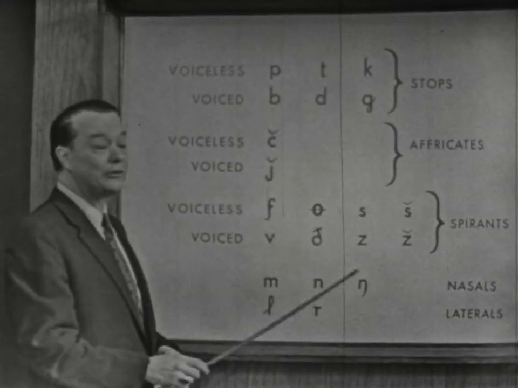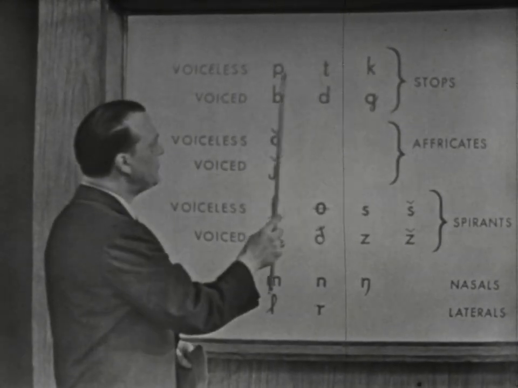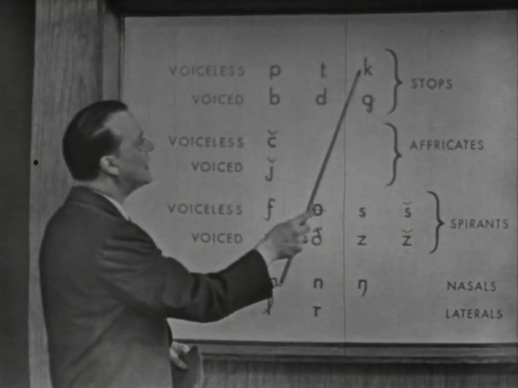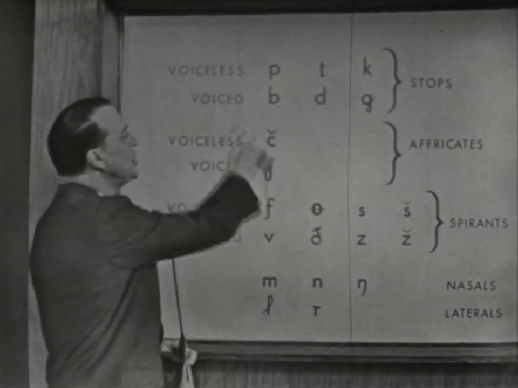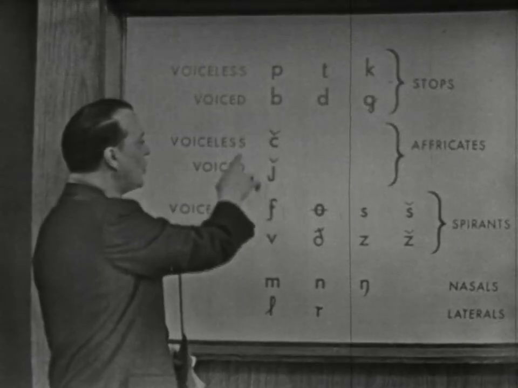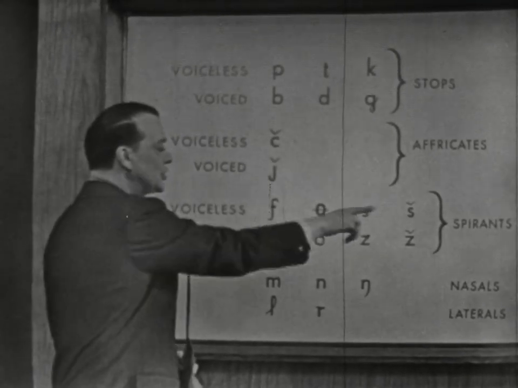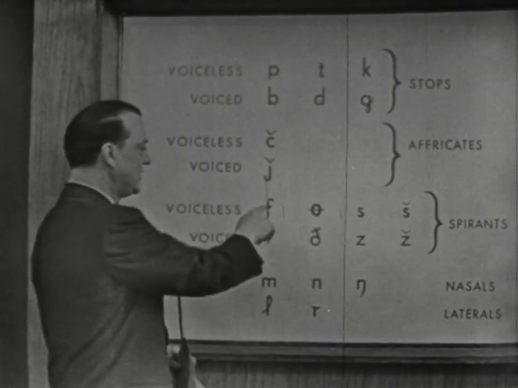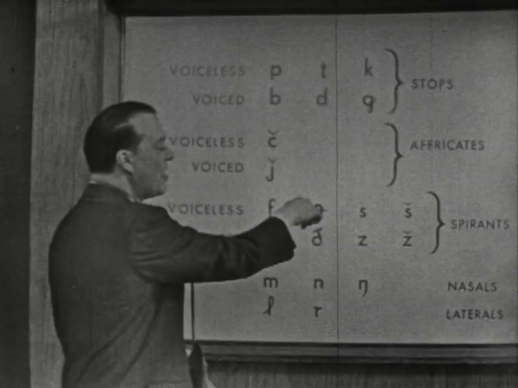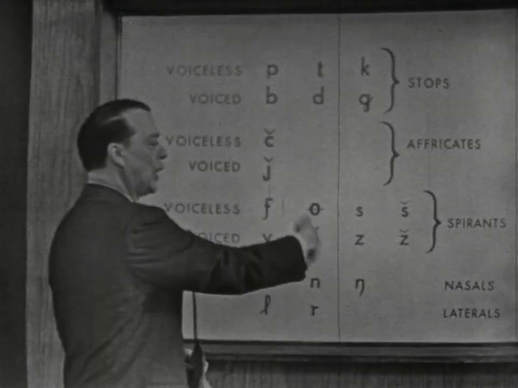Well, here's the patterning. It goes like this. Here are the voiceless and the voiced stops. P, T, K, bilabial, alveolar, and velar. B, D, G are the voiced, bilabial, alveolar, and velar. Perfect patterning. Voiceless and voiced affricates, as in church and judge. Voiceless and voiced spirants, as in fun, vun, thin, then, sin and zounds.